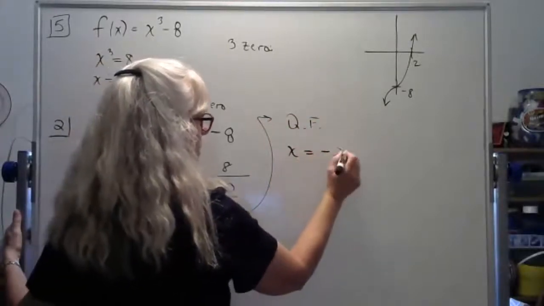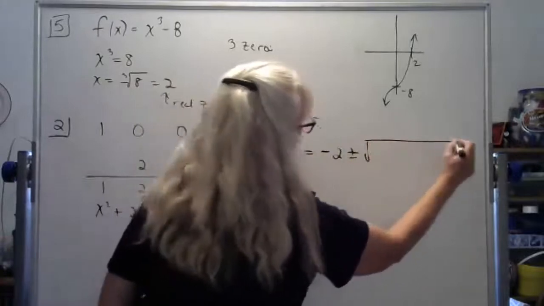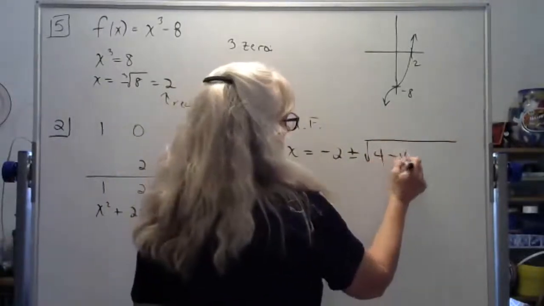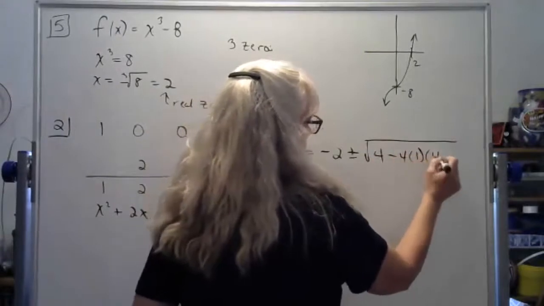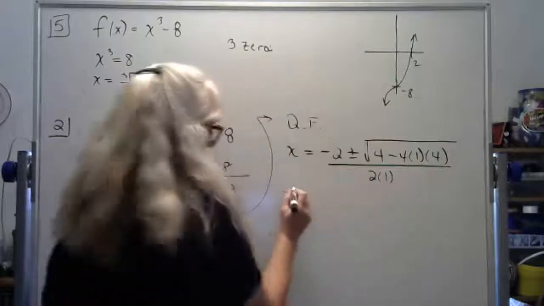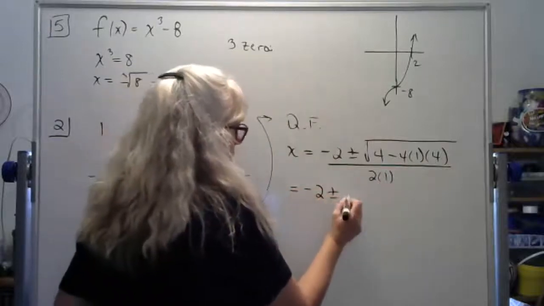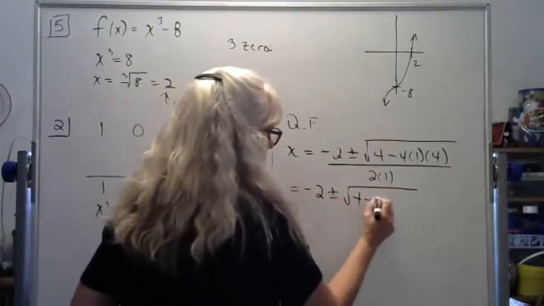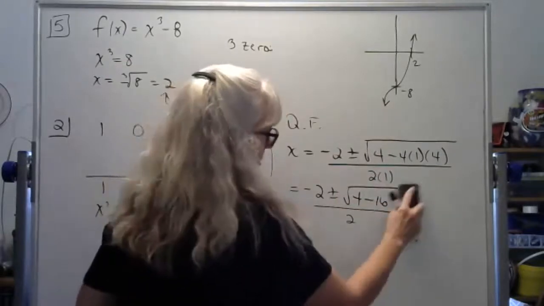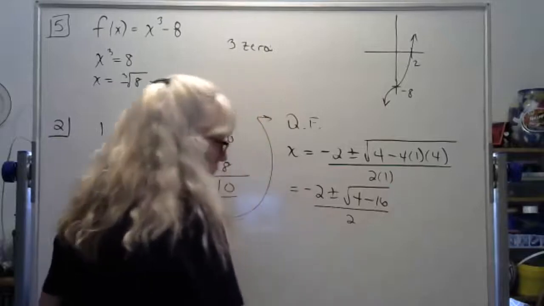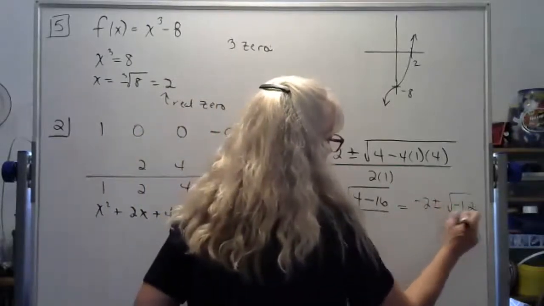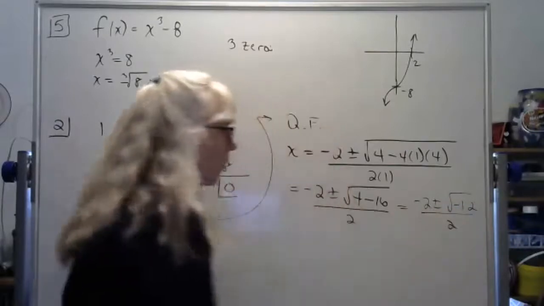So the opposite of b is -2 plus or minus the square root of b squared. Well, 2 squared is 4, minus 4 times 1 times 4, all over 2 times 1. So it's -2 plus or minus the square root of 4 minus 16 all over 2. So that's going to give me -2 plus or minus the square root of -12 all over 2.